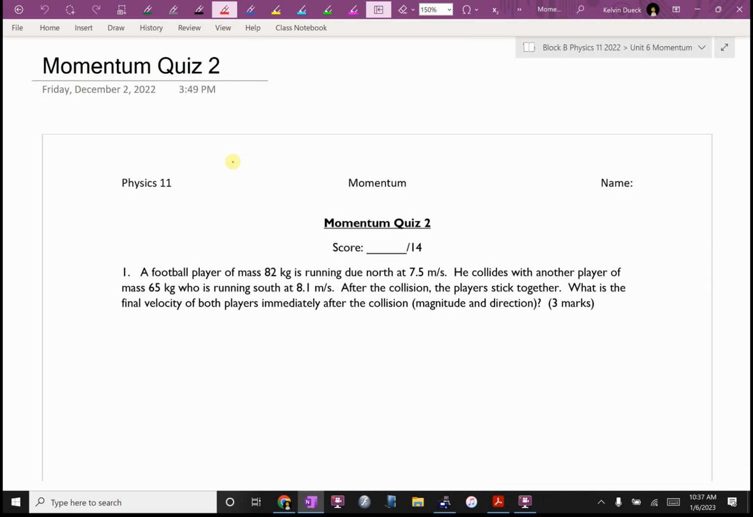What are some other examples? Well, instead of having two people running towards each other, I could have an arrow sticking into a target. That's actually easier because the target's initial velocity is 0, so you have one less momentum to deal with, and then they stick together and move off. Or a bullet hitting a target. I could have the target moving if someone was firing a bullet at something that was moving. They stick together.